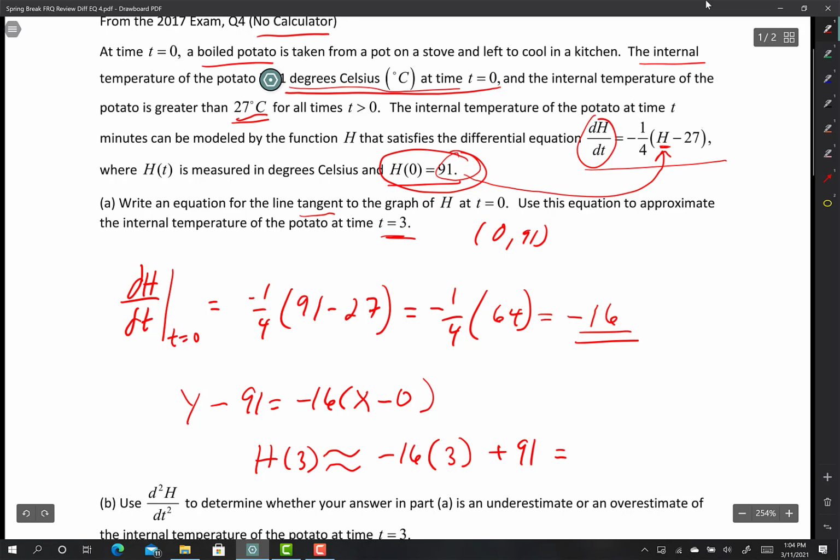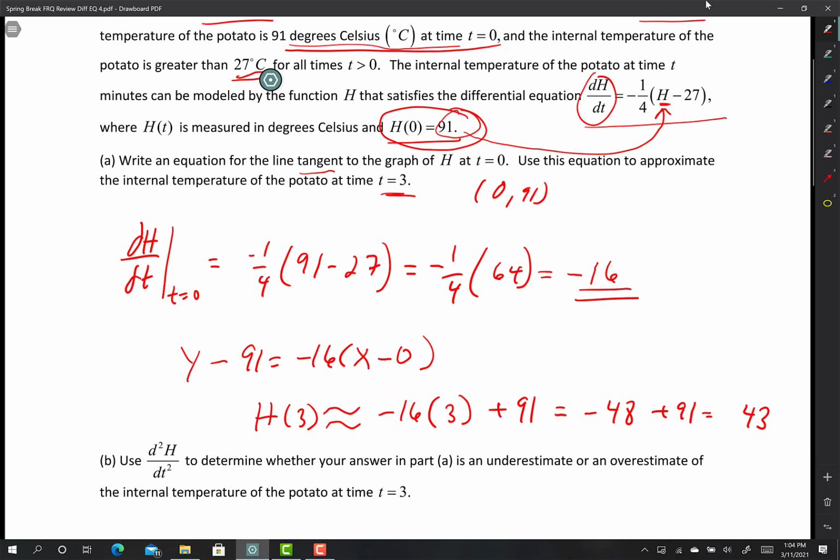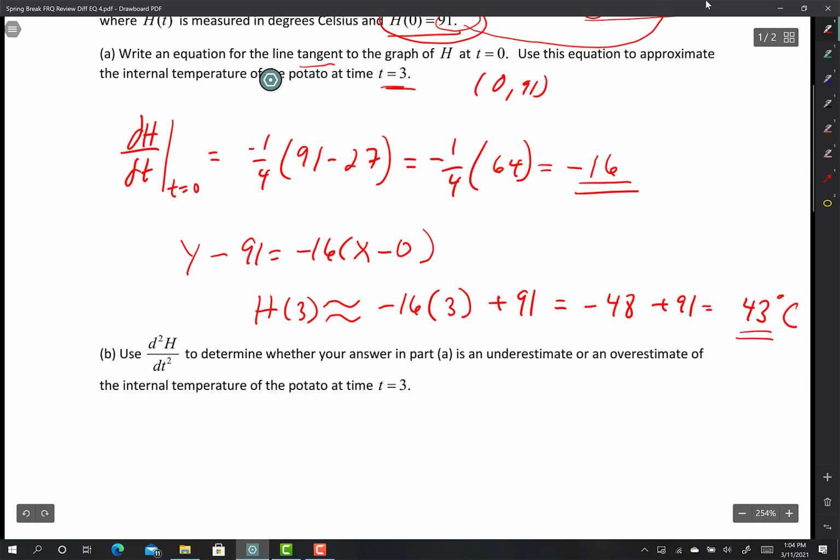And I think we can do that. 16 times 3 is 48. So negative 48 plus 91. I want to say it's negative 43. No, positive. 91 is bigger than 48. Yeah, I think we're good, guys. 48, 58, 68, 78, 88, 89, 90, 91. Yeah, we're correct, guys. So there it is, the approximate temperature. And maybe you want to write a sentence. I'm going to leave it right there. h of 3 is approximately 43 degrees Celsius. All right. That was fun.